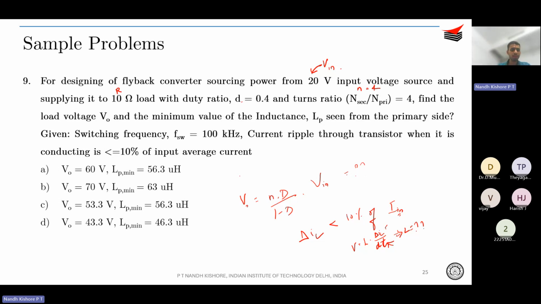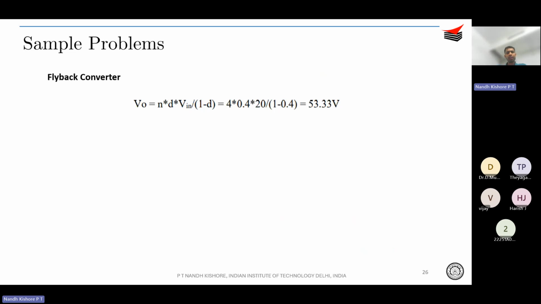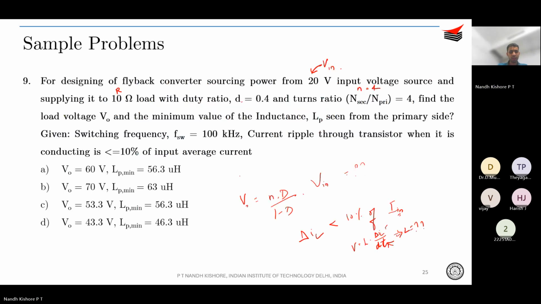So we'll just solve the first part for now. You know that in a flyback converter, V naught is equal to ND into Vin by 1 minus D. Straightforward relation. You know what is N, you know what is D, and Vin is also given. Therefore, you end up with 53.33. So luckily for us, only one of the options has 53.33. Therefore, you end up with the answer, but we also need to understand or learn how to get this particular value of LP.